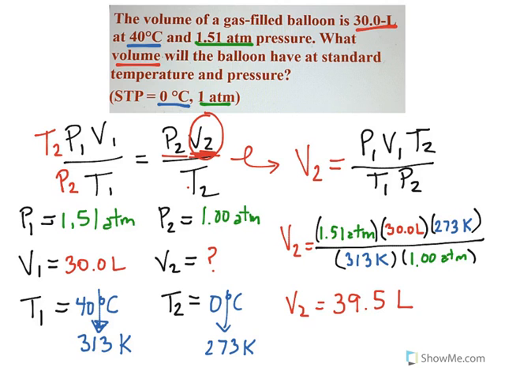Anytime none of the 3 variables are constant, this gas law will come in handy. Or if it's a Boyle's law, Charles's law, or a Gay-Lussac's law problem, you can use this combined gas law to solve it as well. Because if any of these 3 variables are constant, you can just remove it from the equation. Let's move on to the next gas law.